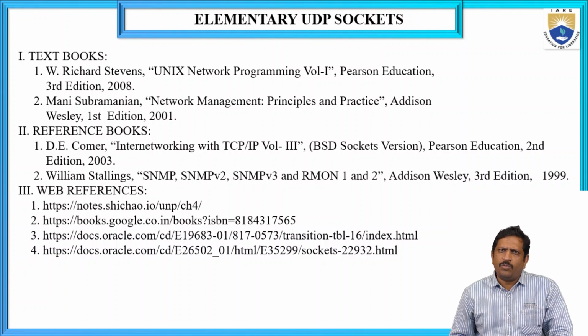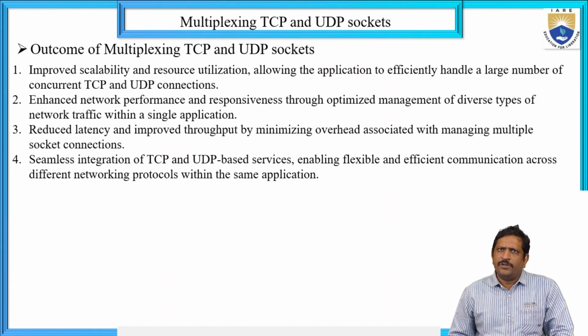Here are the textbooks, reference books and web references. Unix Network Programming and Network Management Principles are the textbooks, and Internetworking with TCP/IP, Volume 3, is the BSD socket version. Here is William Stallings, SNMP, SNMPv2, SNMPv3, these are all the reference books and web references. This is about multiplexing TCP and UDP sockets.